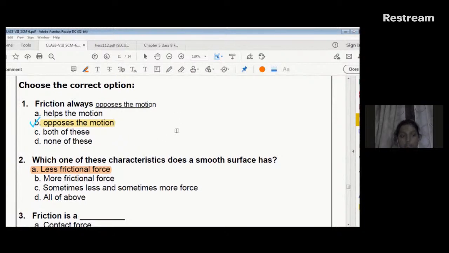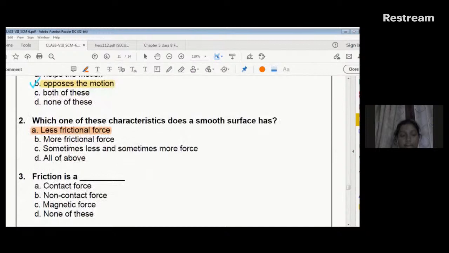less frictional force. Next, we'll move on: friction is a dash. Friction is a contact force, friction is a non-contact force, friction is a magnetic force, or friction is none of these. So the answer of this will be number A. Friction is a contact force.